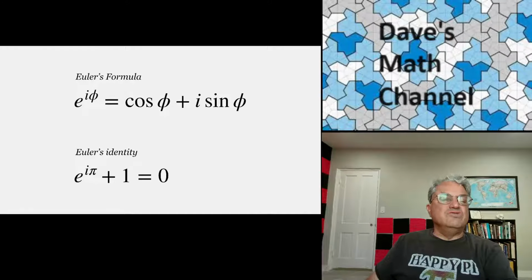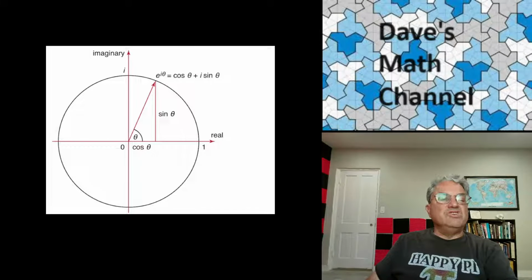And I don't know which of these forms is more amazing. The one on top is a little more useful because you can let phi be anything you want. And this is used all the time in science, by the way, this formula on top. But anyway, that's enough of Euler's formula or his identity. And here's a picture of it.